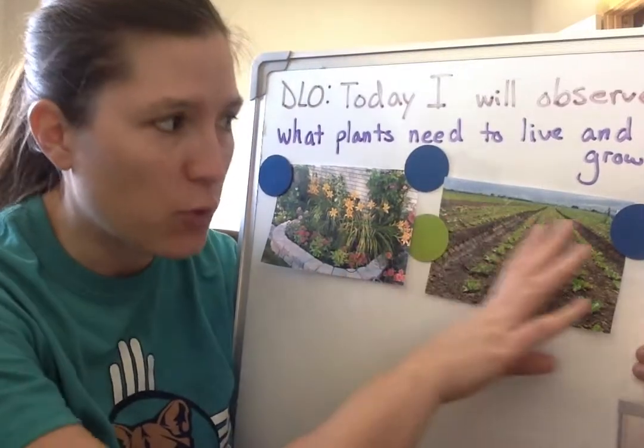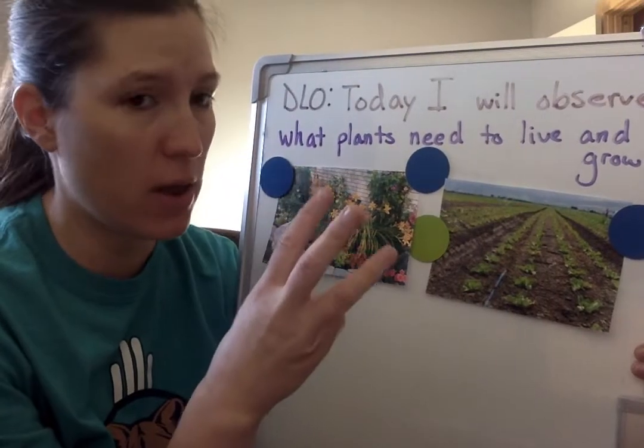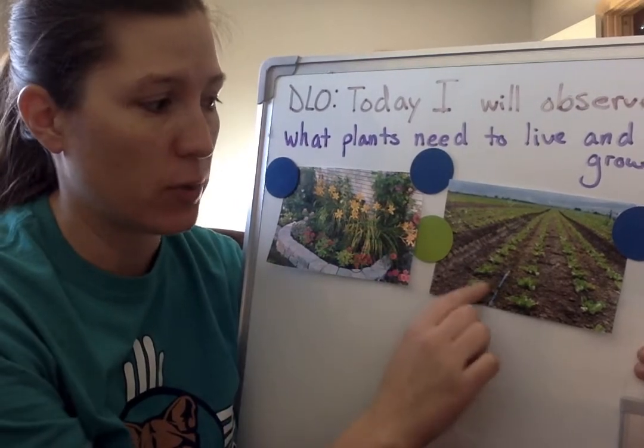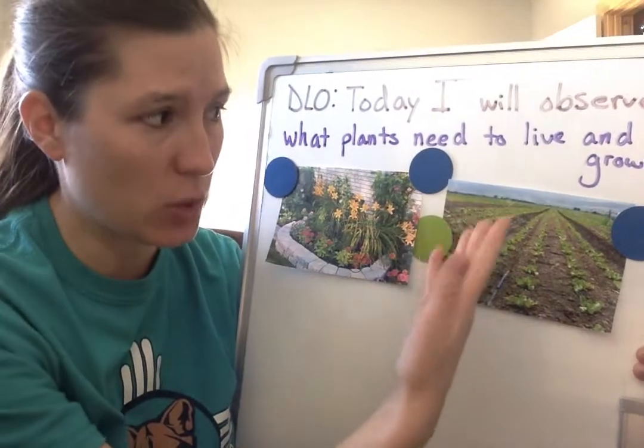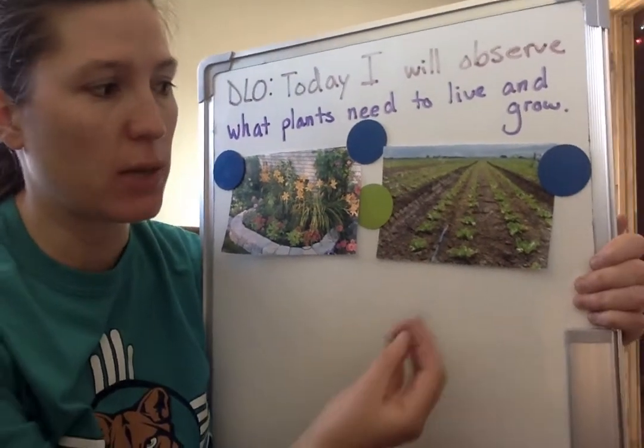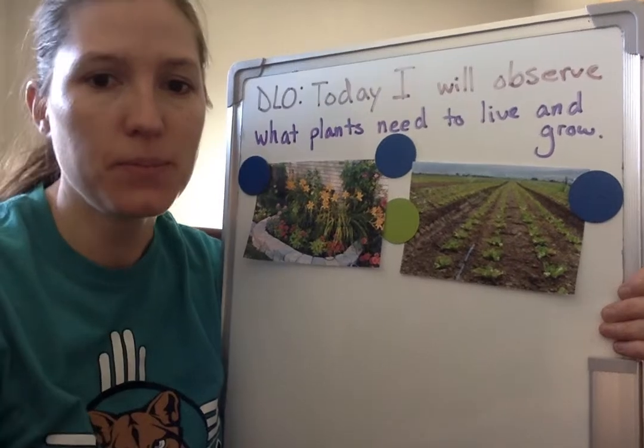I see they're in a field on a farm, so they get plenty of air. And the food that they're getting is from their leaves and the water and the sun. So without seeing the sun in the picture, I know that they're getting plenty of sunshine because they're growing.